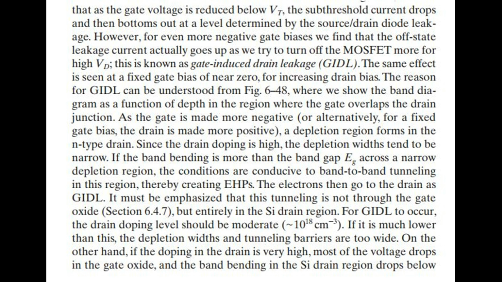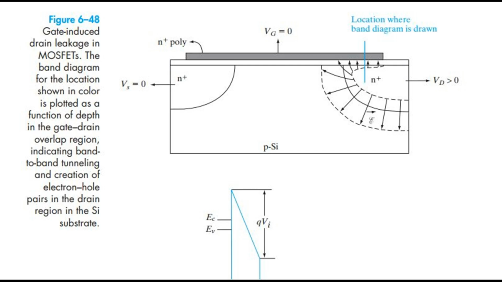It must be emphasized that this tunneling is not through the gate oxide, section 6.4.7, but entirely in the Si drain region. For gate-induced drain leakage to occur, the drain doping level should be moderate, 10^18 cm^-3. If it is much lower than this, the depletion widths and tunneling barriers are too wide. On the other hand, if the doping in the drain is very high, most of the voltage drops in the gate oxide, and the band bending in the Si drain region drops below the band gap value. Gate-induced drain leakage is an important factor in limiting the off-state leakage current in state-of-the-art metal oxide semiconductor field effect transistors.